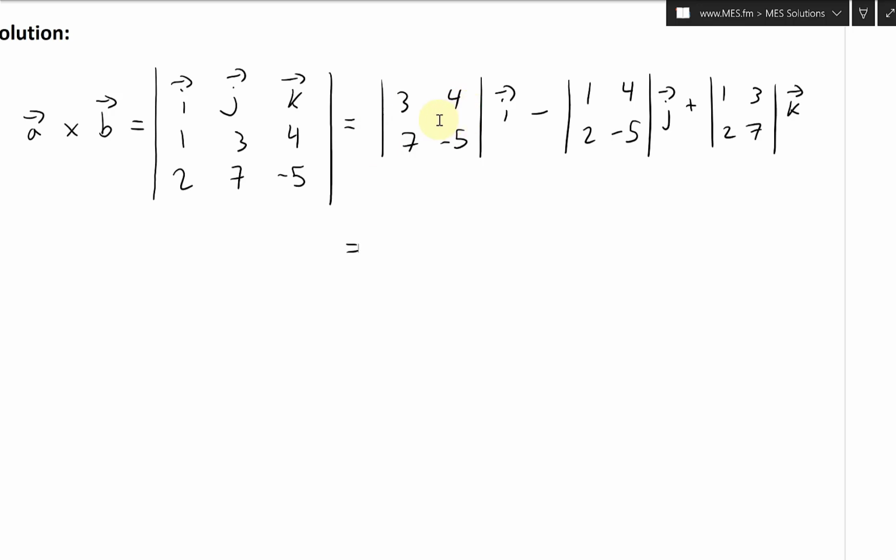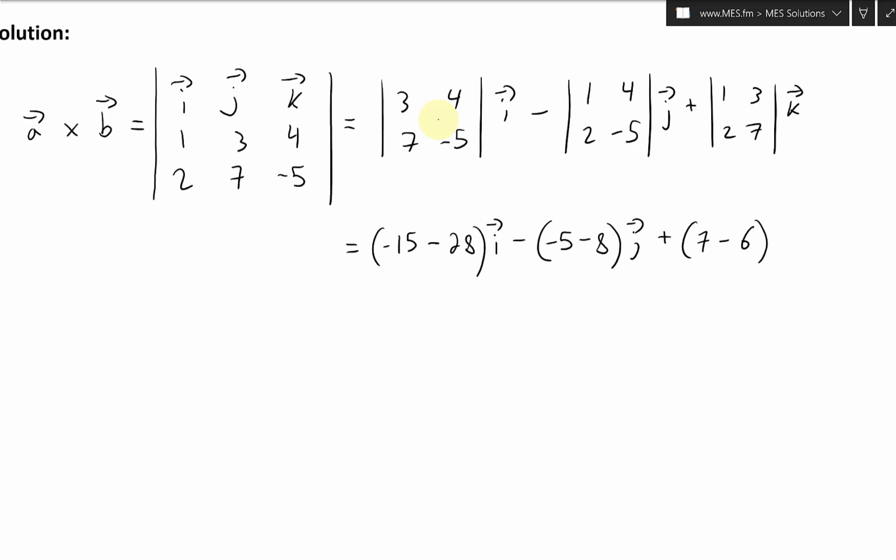So 3, the determinant of this one: 3 times -5 is going to be -15, minus 4 times 7 is going to be 28, like that. And this is the I vector, minus. Next one's going to be 1 minus -5, which is -5, minus 4 times 2 is going to be -8. J vector, and then plus, the next one's going to be 1 times 7, 7, minus 3 times 2, which is 6, like this. And this is going to be our K vector, so this equals 2.